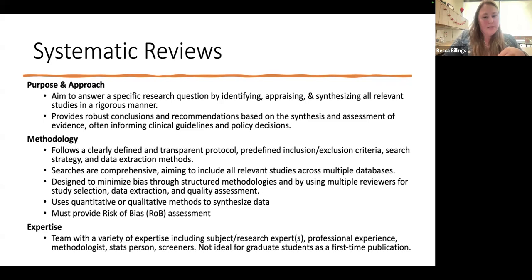This is not ideal, and we don't recommend graduate students do this, especially as a first-time publication, because they can take so much time, and it's quite overwhelming when students start to get into them. They realize what all they have to do. Just keep that in mind. Make sure that you have somebody who's already published systematic reviews as well to be on your team to guide you through that process. And you have to have a librarian on your team as well to conduct those searches and be the search methodologist.